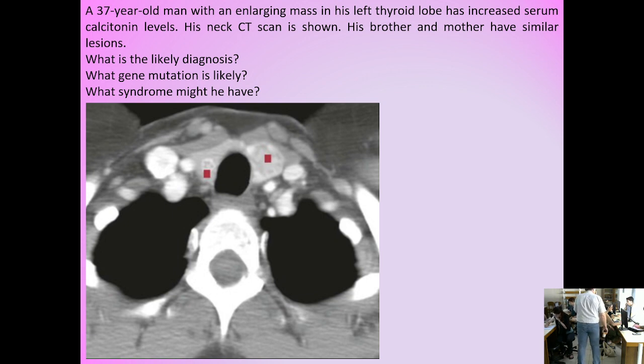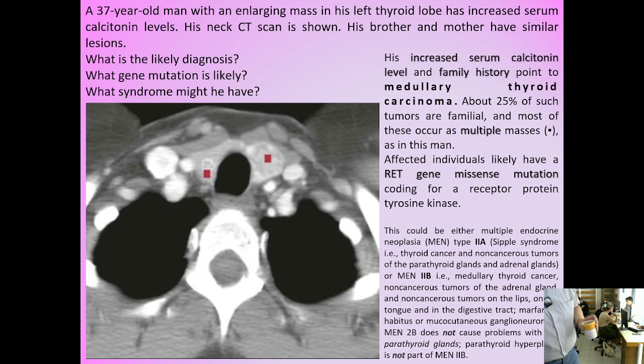It's most commonly a neuroendocrine tumor, a small cell carcinoma of the lung in most cases, or a medullary carcinoma in the thyroid, as in the present case. So, the likely diagnosis is medullary thyroid carcinoma. You see that almost a quarter of such tumors are familial, and some occur as multiple masses, not only in one place of the gland, but in different places. So the development is multicentric within the thyroid gland.